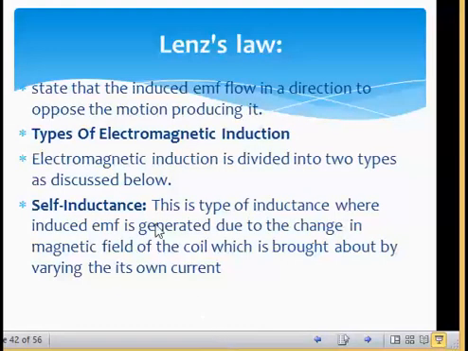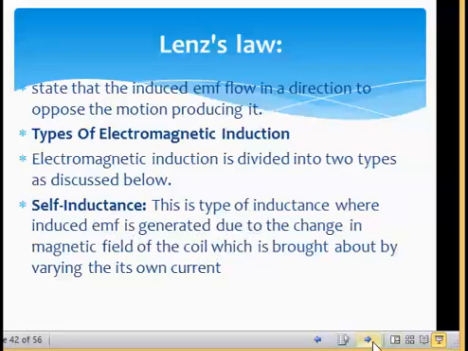That is Lenz's law. Now we're going to look at different types of electromagnetic induction. Electromagnetic induction is divided into two types, as discussed below. We are going to look at what is known as self-inductance. This is the type of inductance where induced EMF is generated due to change in magnetic field of a coil, which is brought about by varying its own current. So self, as the name implies, a coil can induce EMF in itself when the current in that coil changes.